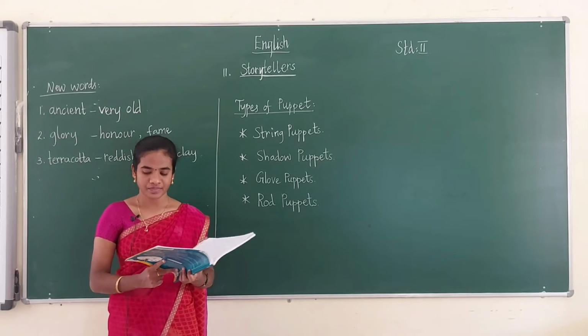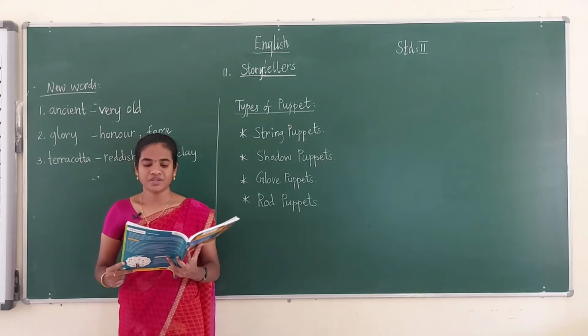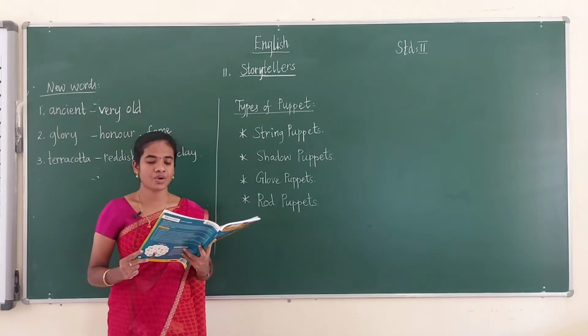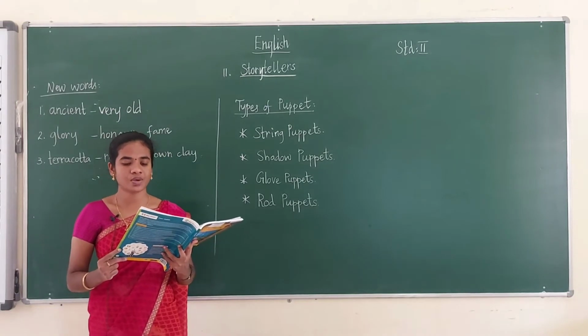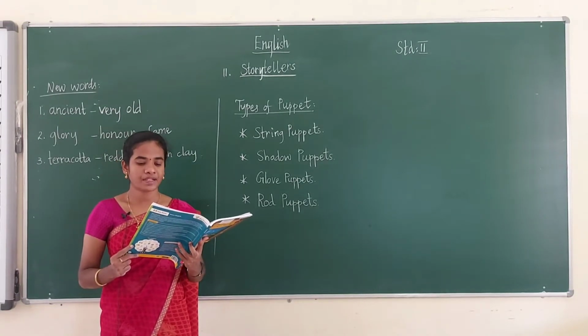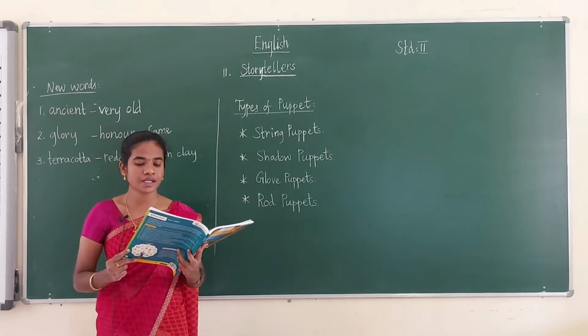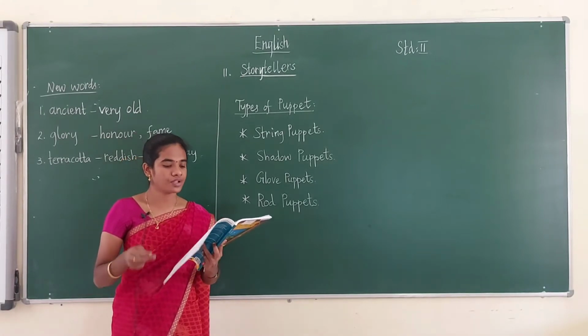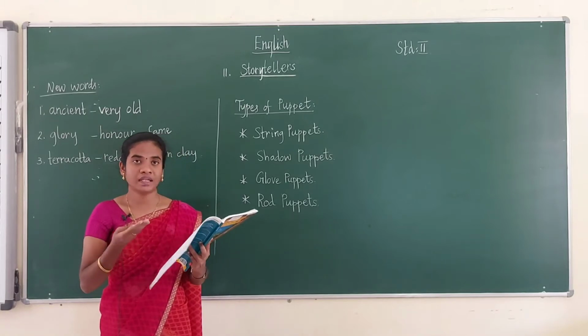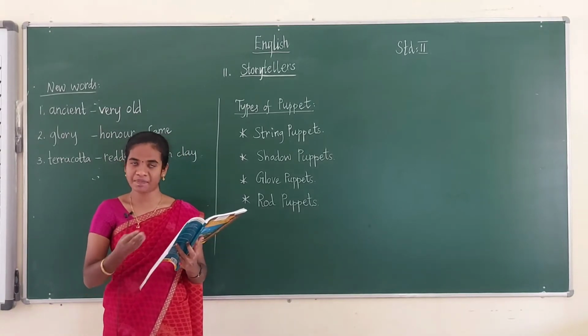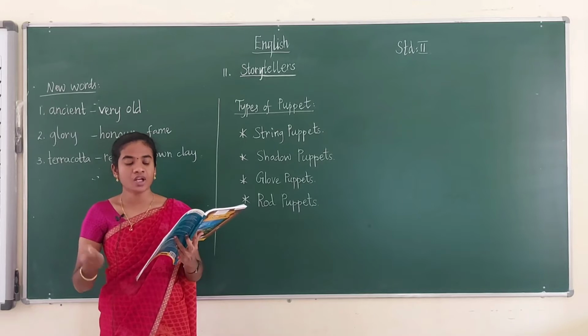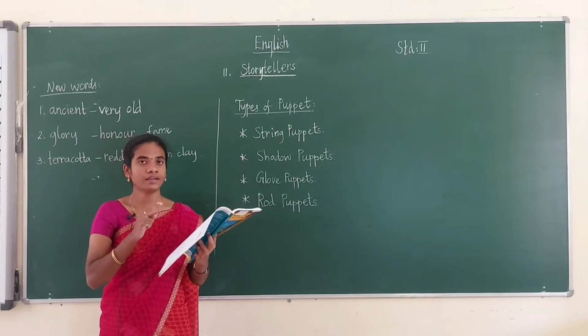Now, reading section. Listen to our story, children. Listen to our story. We are puppets. Puppeteers used to tell stories of ancient India's glory. Now you see these images. In the left hand side there is a picture. This picture is saying, we are the puppets. See here, they are the puppets.